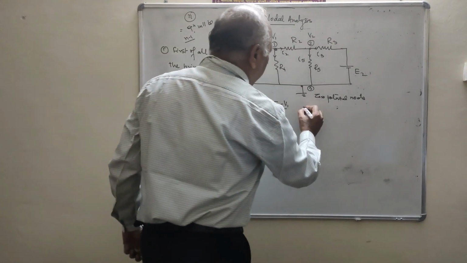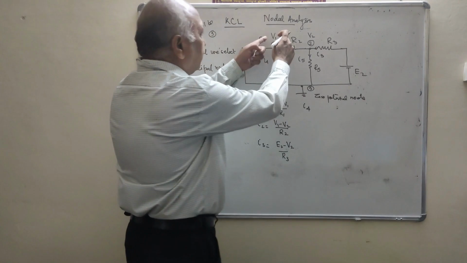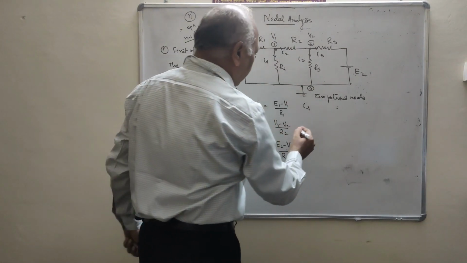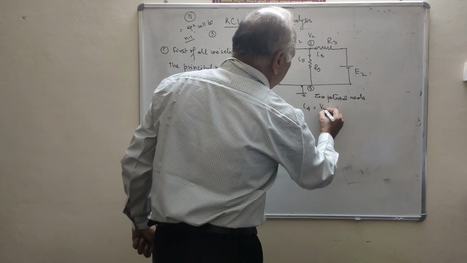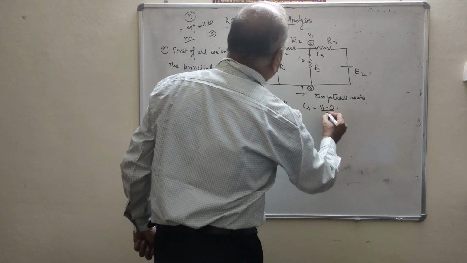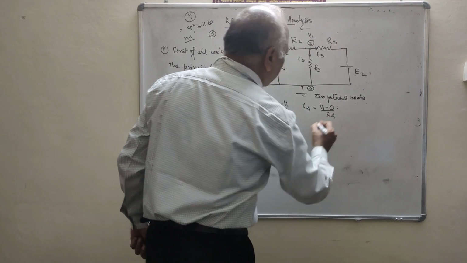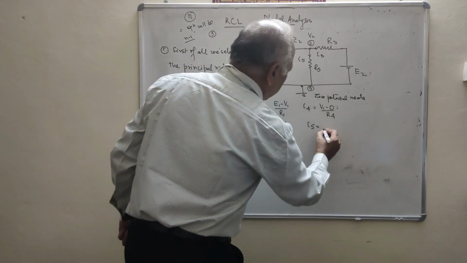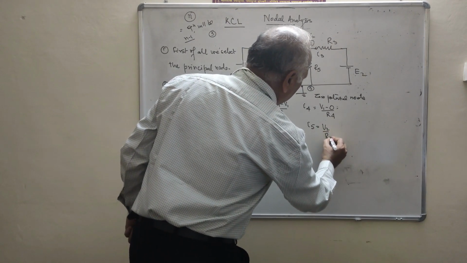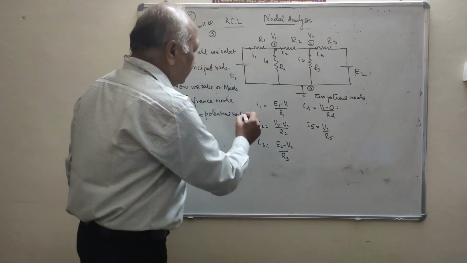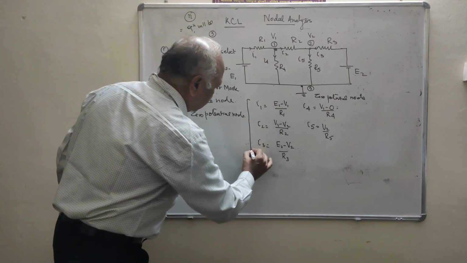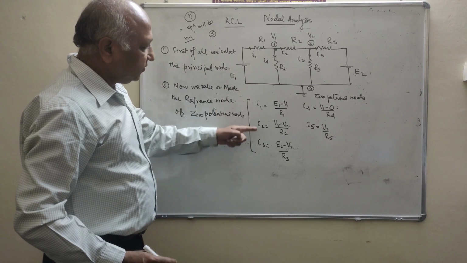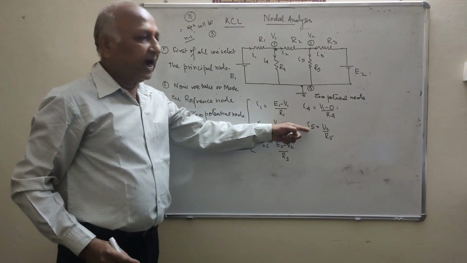Clear? Now what is I4? Here the potential is V1, and this is the zero potential. That means I4 is equal to V1 minus 0 upon R4, and I5 is equal to V2 upon R5. Clear? It is the first set of calculations, that is, the values of I1, I2, I3, I4 and I5.